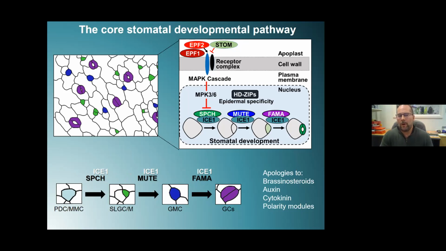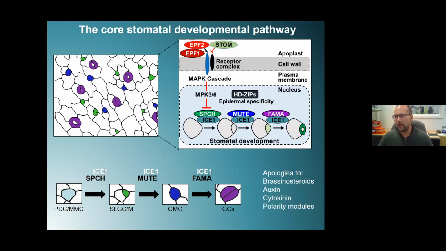But work from Keiko Torii's lab demonstrated that they're not doing this by themselves. They work as dimers. And in many instances, they're dimerizing with another set of transcription factors. And the principal one is ICE1, which is also known as SCREAM, and its close homolog SCREAM2 as well. So these dimerize with these basic helix-loop-helix transcription factors to regulate these steps.